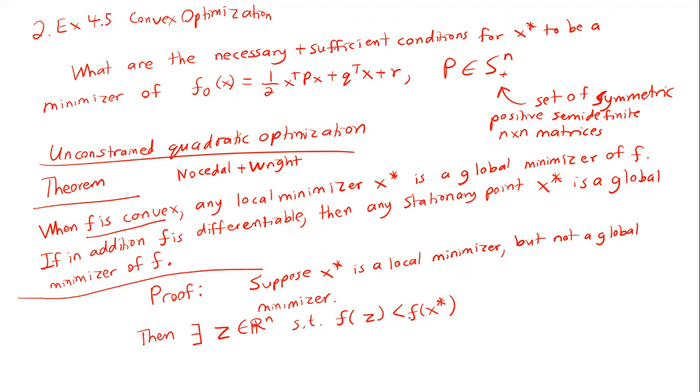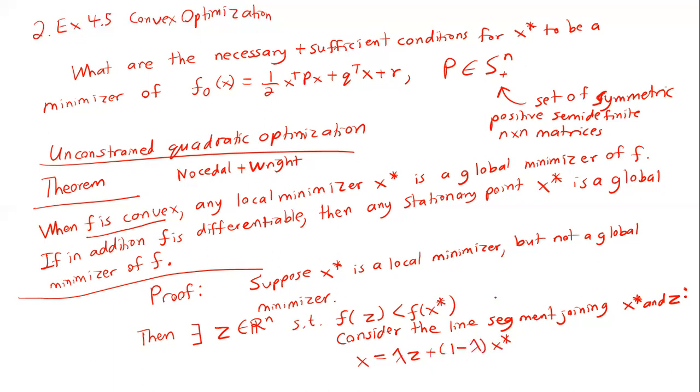So what we do now is we say okay, let's consider the line segment joining X star and z. And so let's look at this case. So this is going to be x equals lambda z plus 1 minus lambda of X star, because that's how line segments work, with some lambda in 0, open, to 1, closed, in this case.